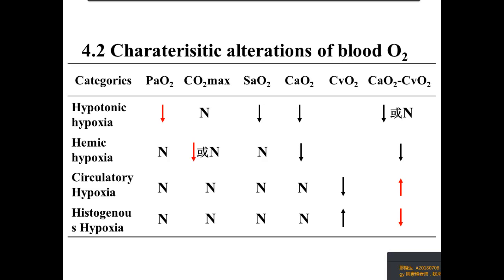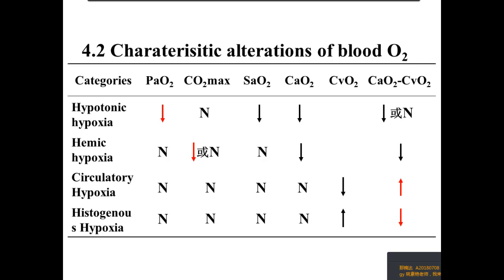Now, the characteristic alterations of blood oxygen. The first, histotoxic hypoxia. It is the same as circulatory hypoxia. The partial pressure of oxygen is normal. Oxygen binding capacity is normal. Oxygen content in the artery is normal. Oxygen saturation is normal. But the arteriovenous difference of oxygen content decreases, and oxygen content in venous blood increases.